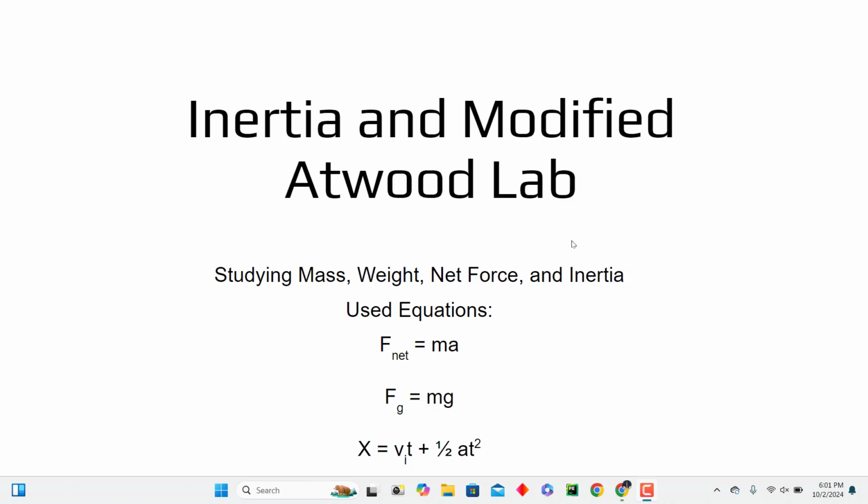Okay, in this lab, I'm going to look at and study inertia. I'm going to use a modified Atwood machine. You'll see what that is in a second. We're going to study mass versus weight. We're going to look at net force. We're going to look at inertia and how mass affects inertia.